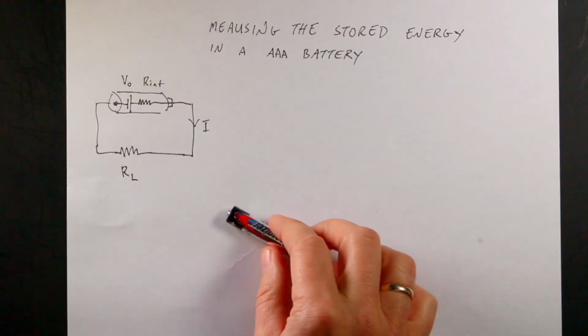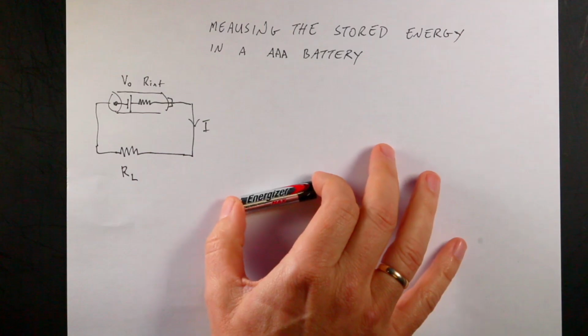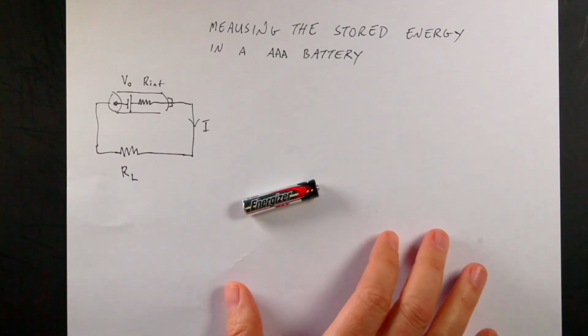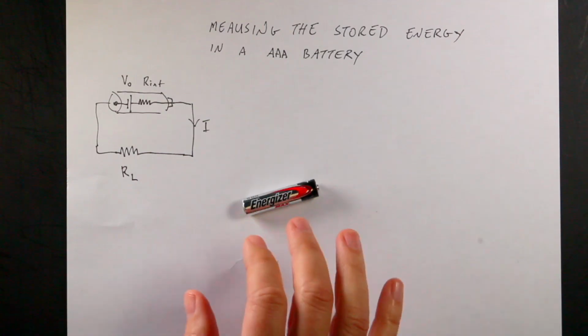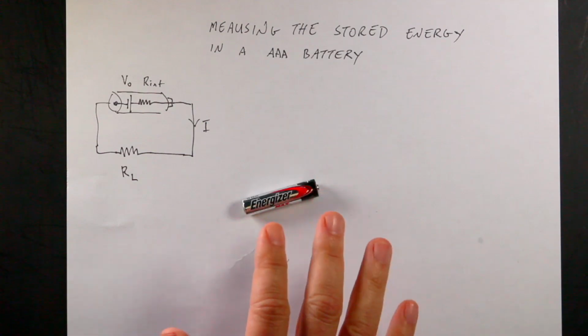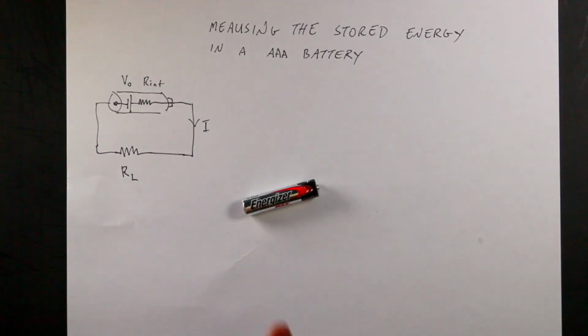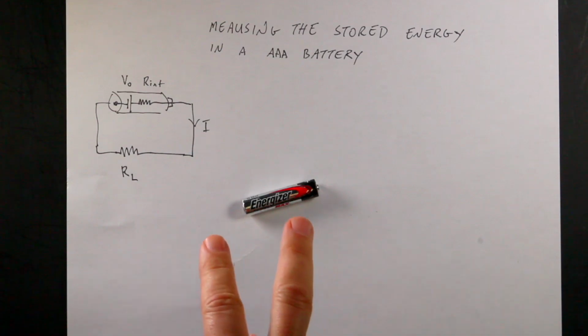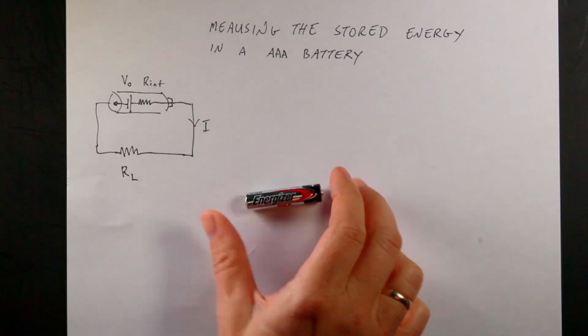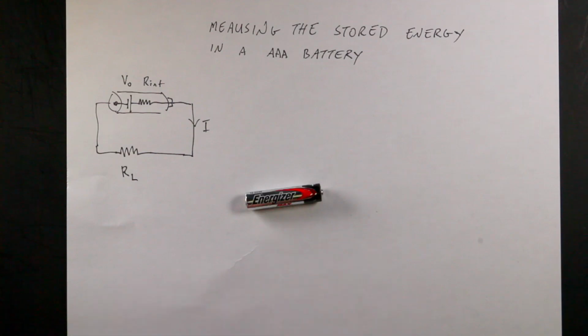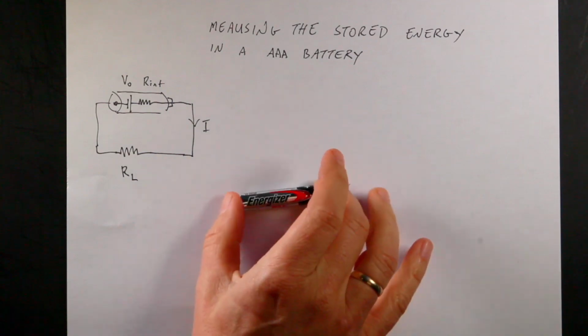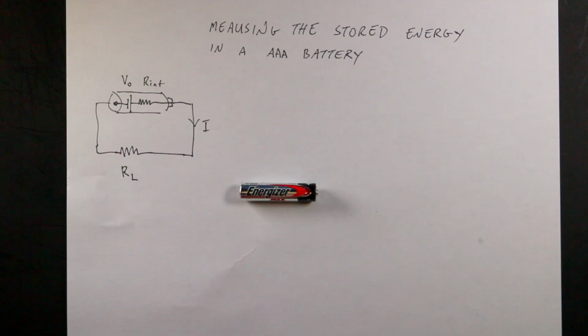So I want to take this AAA battery and I want to determine how much energy is stored in it. And I can do that by draining it. And I, in fact, want to do two things. And two things I already did. I'm going to show you how to analyze it, though. I want to drain the battery and record the voltage across the battery and the current coming out of the battery. And then I also want to measure the internal resistance of the battery and see if that changes.